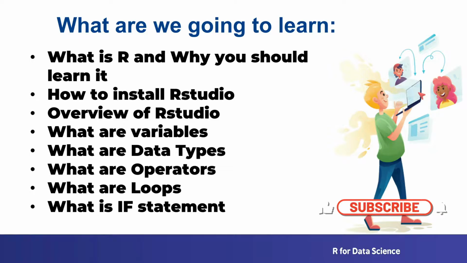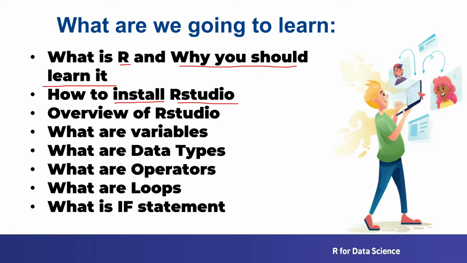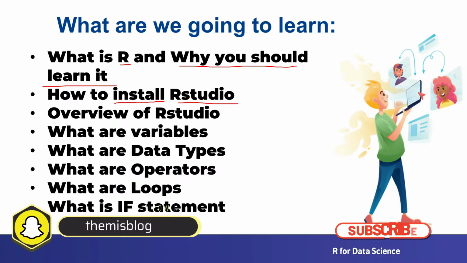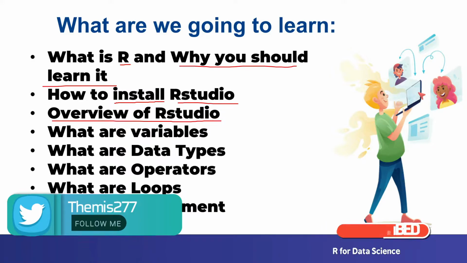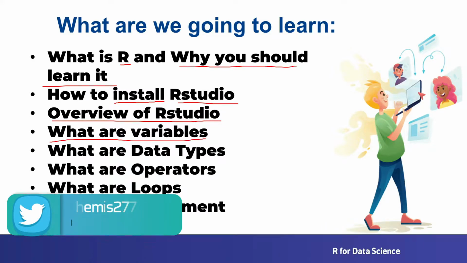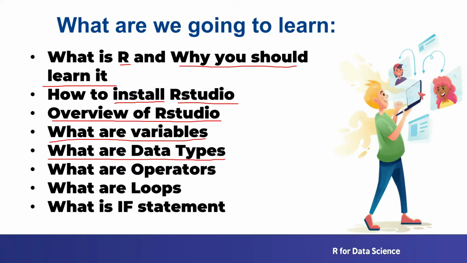In this video, we're going to know what are the things that are covered in this small crash course. The first thing we're going to learn is what is the R programming language and why you should learn R programming language. And then we're going to know how to install RStudio so we can practice our statements on it. And then we're going to have a quick overview of RStudio, how to navigate RStudio. And then we're going to learn what are variables, what are data types, what are operators, what are loops, and what are if statements.